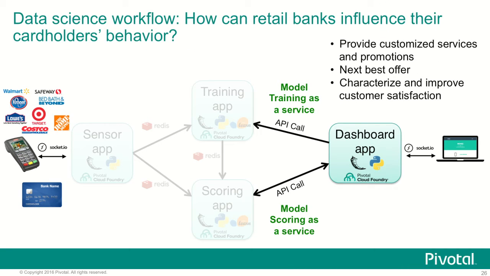And then finally, what I also want to suggest is this doesn't just have to be sensor data coming from a sensor. This framework could be used for basically any data source we want. It could be retail data, credit card information, and this could be used for how retail banks can influence cardholders' behavior. And of course, there's all sorts of interesting things you can do with this data, like providing customized services and promotions, next best offer, and all sorts of different things that we can do with it.